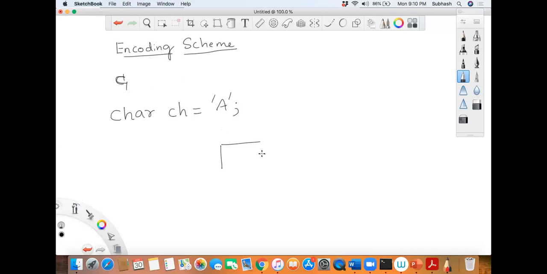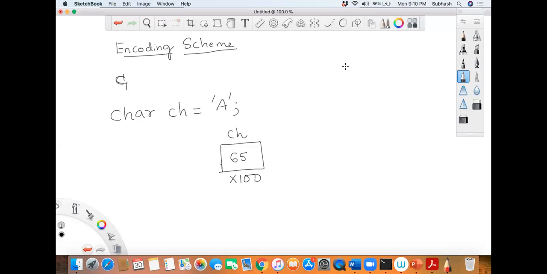Tell me, in memory, what would actually be there? This is ch and this is some hexadecimal address 100, and what would be there inside this? Sir, in C it will be ASCII, sir. It's the ASCII value, isn't it? Yes, sir. So the question is, why is this character getting converted into ASCII? Sir, there is no way to save the character, so it is being converted into a number. Why should it convert into a number? Sir, for the computer to store.